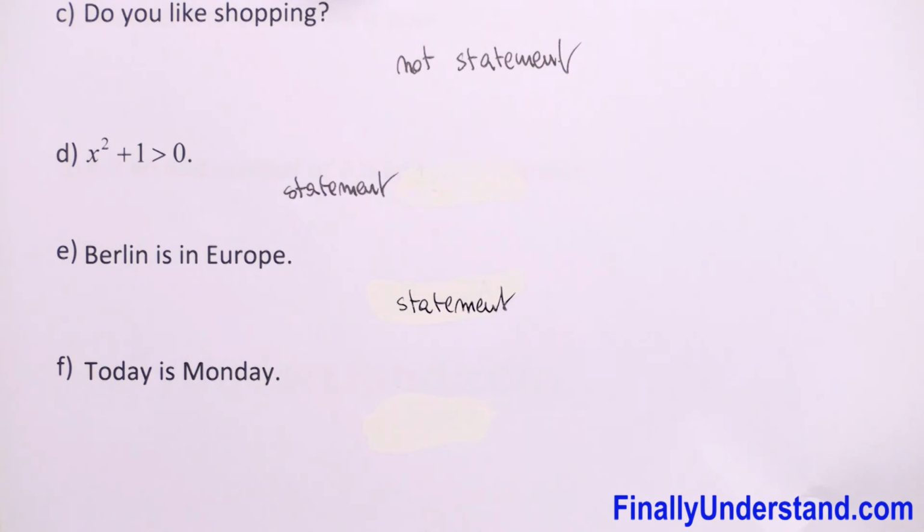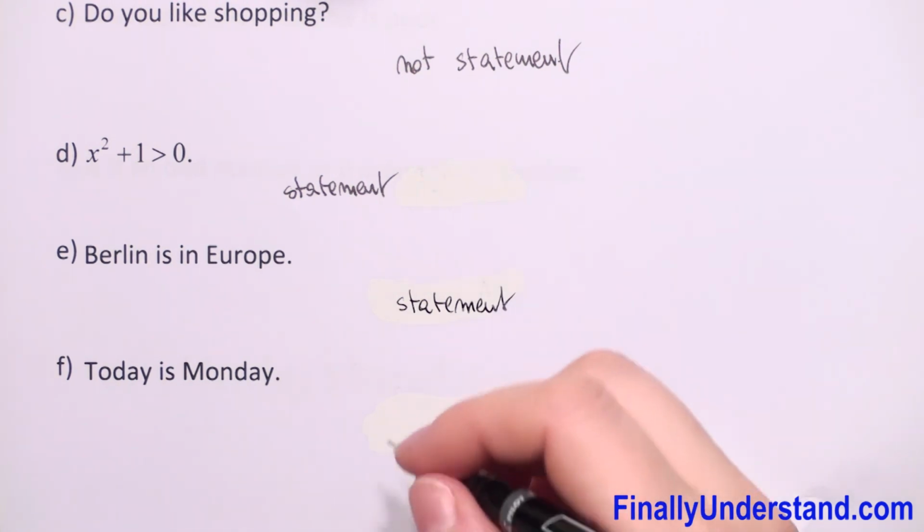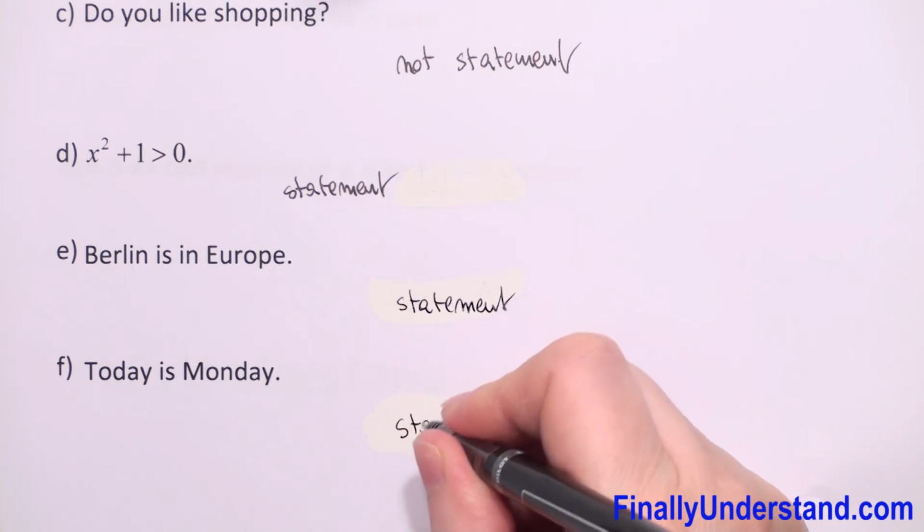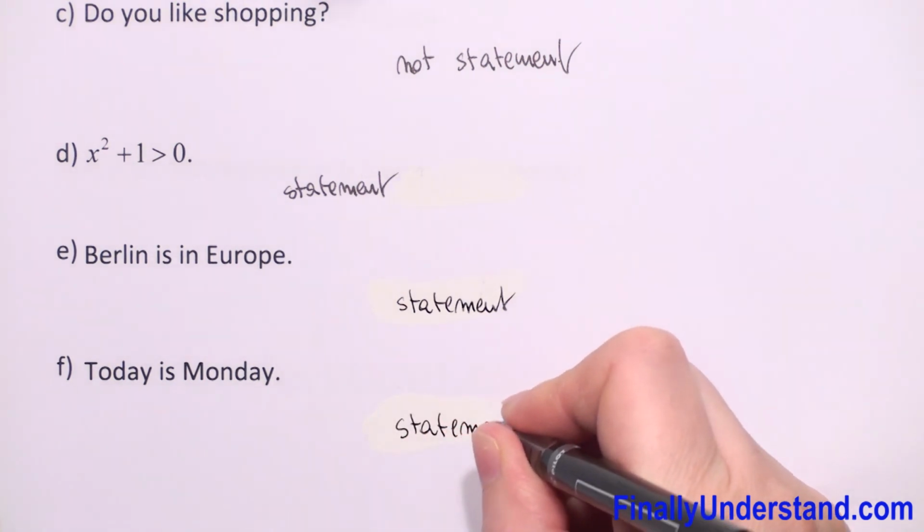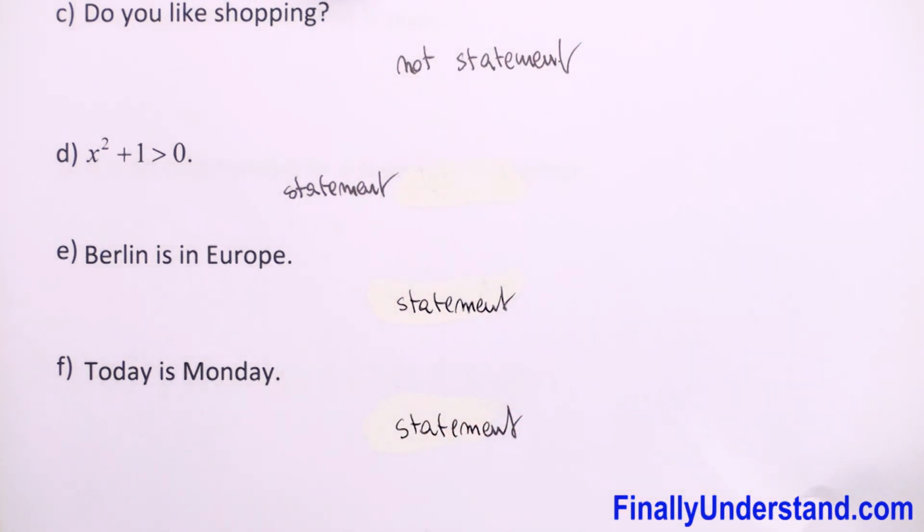And we have the sentence today is Monday. Whether this sentence is true or false will depend on which day you do this example. For me, today is Tuesday, so this sentence is false. But we can always say that it is either false or true. So this is a statement. This is my solution.